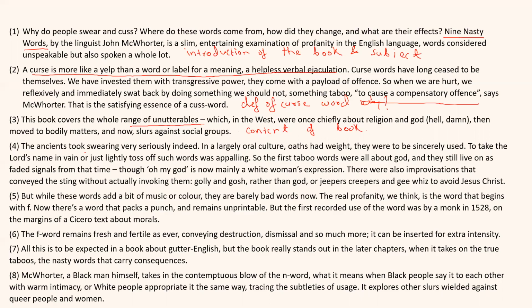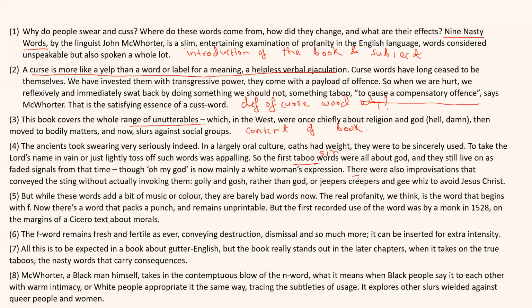Fourth paragraph: the ancients took swearing very seriously indeed. In largely oral cultures, oaths had weight. They were to be sincerely used. To take the Lord's name in vain or just lightly toss off such words was appalling. So the first taboo words were all about God, and they still live on as faded signals from that time. Taboo means sin. All right. So the first words that were considered sin were about God. Why? Because in the ancient days, people did not use the Lord's name in vain or in a non-serious manner, because that was considered quite horrific.